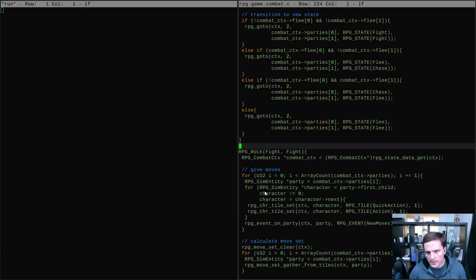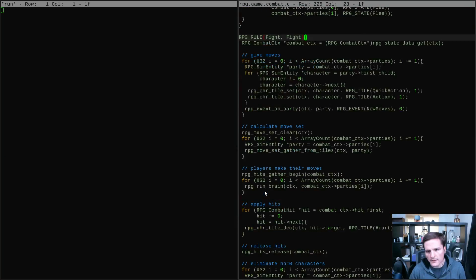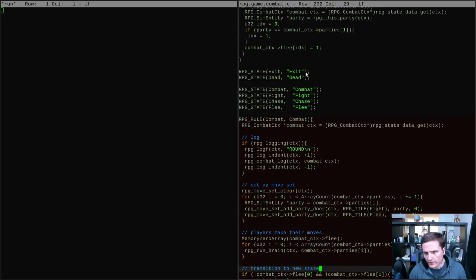Now that all is good, but that only applies if we aren't in, no, that's always how it works, right? It's one of those four, so that's the transition table for fight or flee.